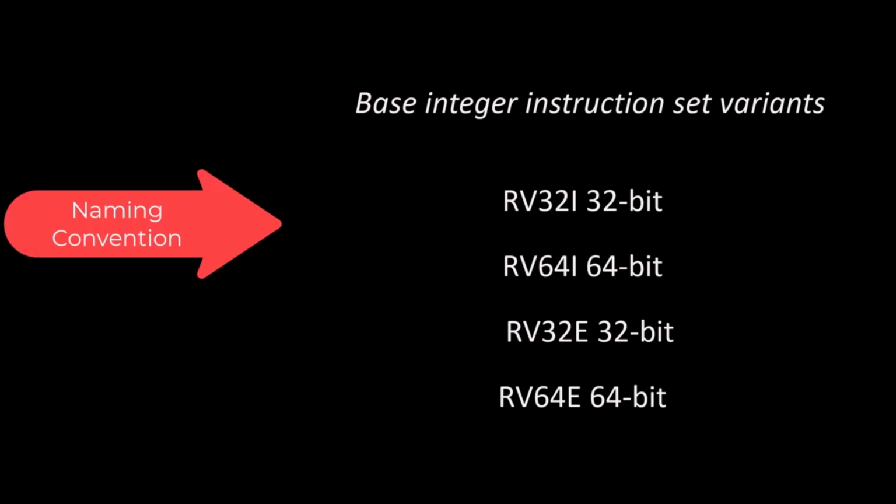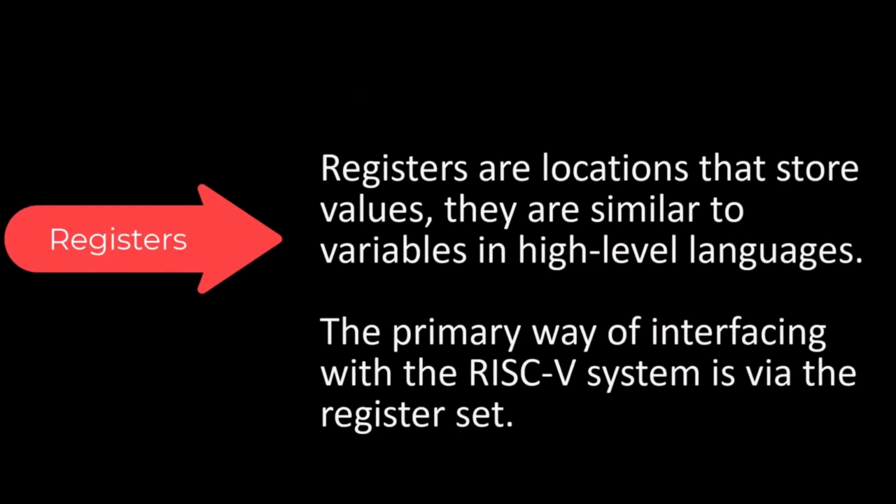RV32I, RV64I, RV32E, RV64E. Registers are locations that store values.